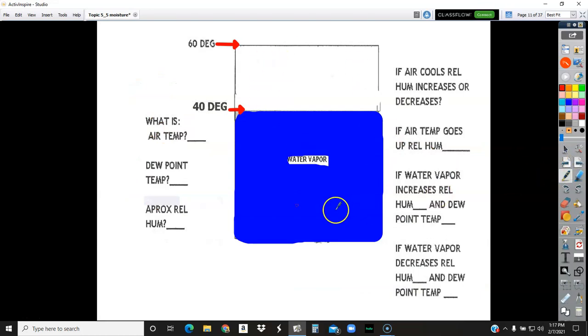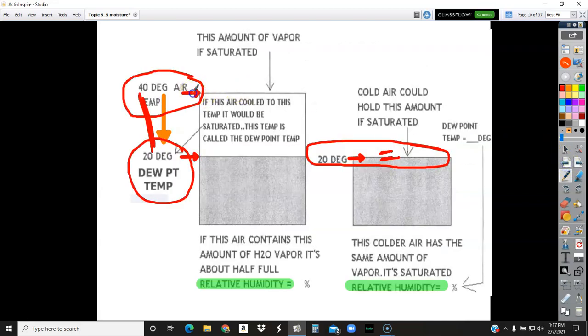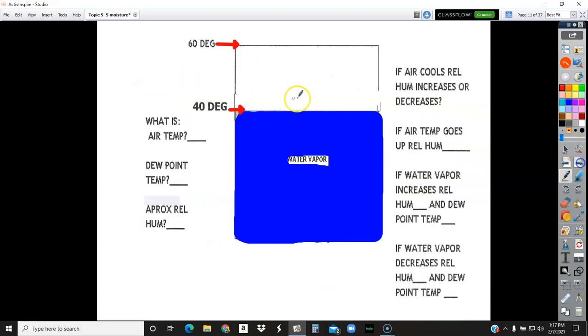All right, so this is just another example using that whole box idea. So it says, what is the air temp? Remember, if you go back to this one, the air temp was at the top of the box. So in this case, the air temp would be what? 60, right? Because see up at the top, it says 60. What's the dew point temp? That's when you reach saturation, which is where the top of the water is. That's 40.